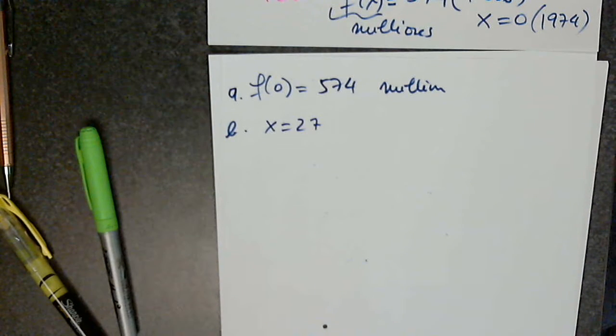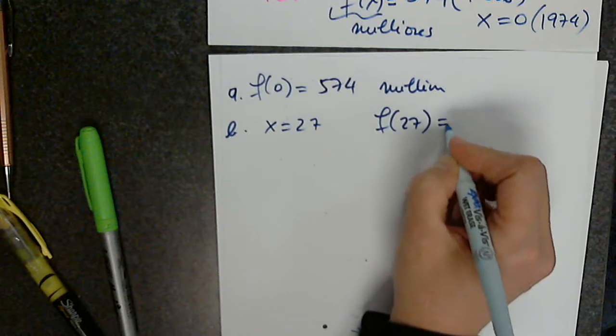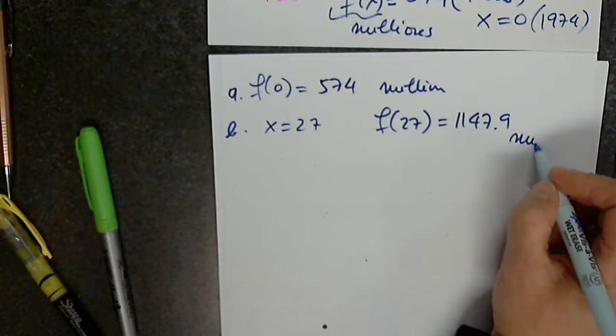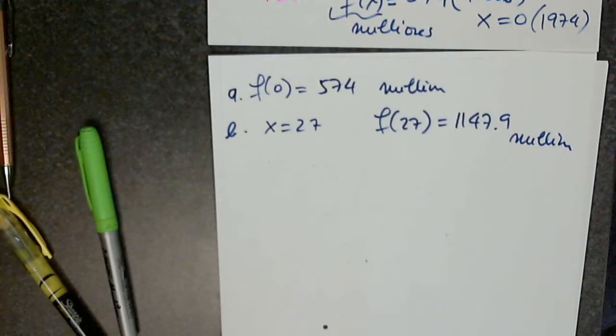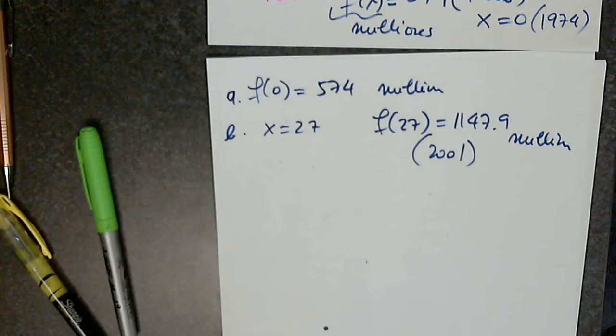27 years after 1974. It appears to be 1147.9 million. So f of 27, 1147.9 million. And that's the year 2001. In 2001. Okay.